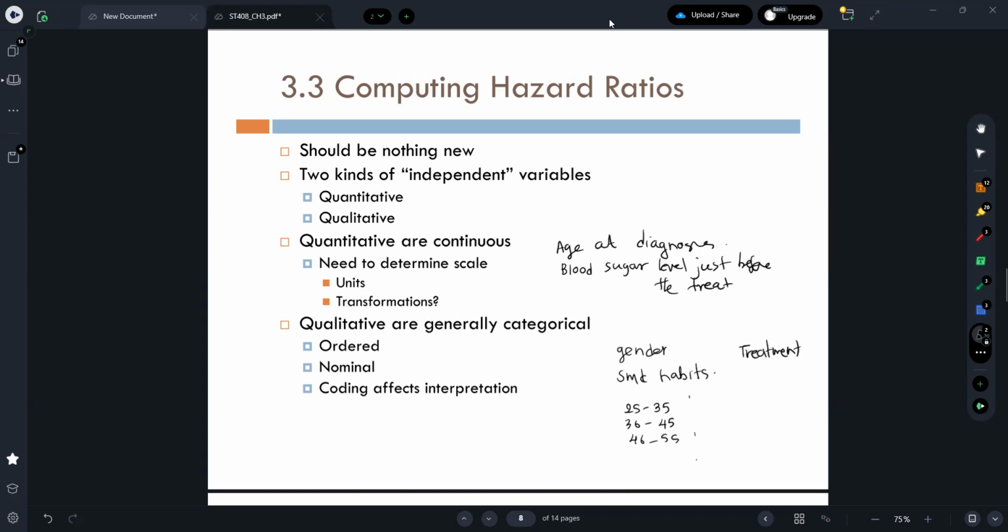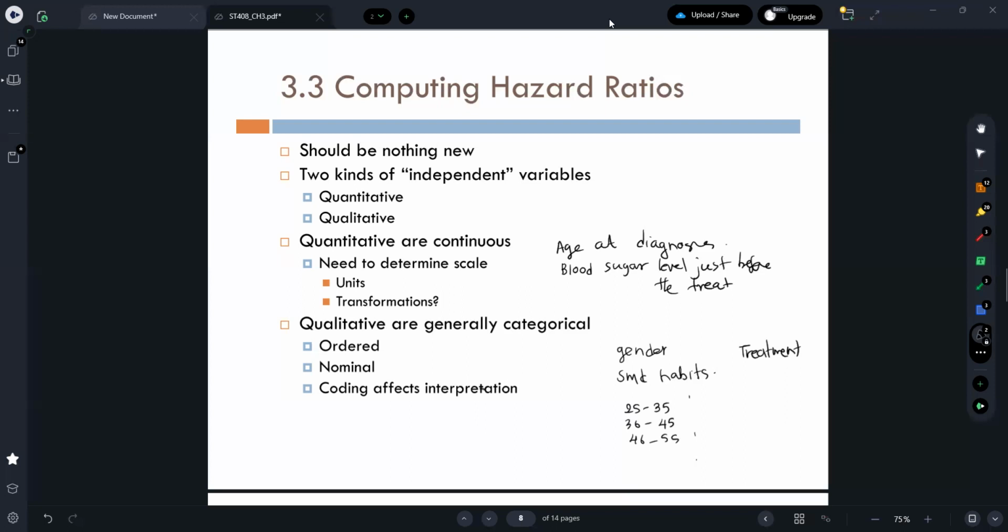Then if there are qualitative or categorical variables, they can be ordinal or nominal, and you may have your own coding. Usually the nominal variables are like gender, male, female, and so on. For ordered ones, you can have high, low, moderate, where you have the groups in natural order. Sometimes if age is continuous, you can convert it into categories like 25 to 35, 36 to 45, and so on. So rather than using age as a continuous variable, you can define categories, maybe teenagers, adults, seniors, likewise. So that is also possible: you can convert continuous variables into categorical variables.